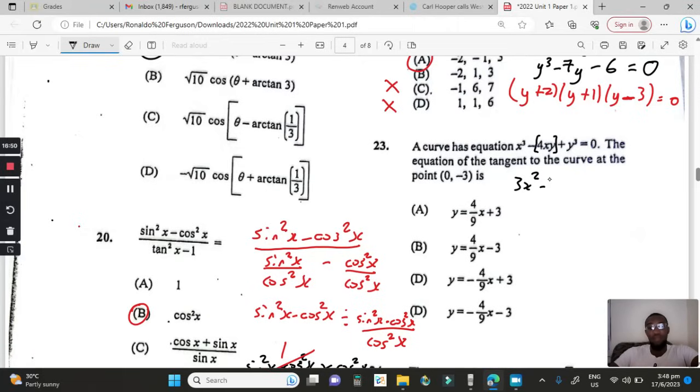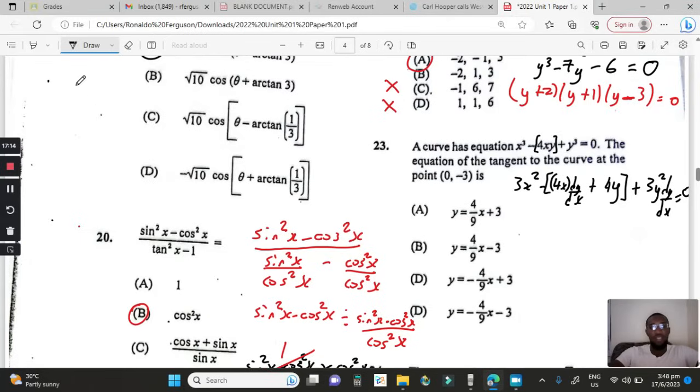You need to know implicit differentiation if you're doing pure math. It's just the truth. So this is now keep the first times the derivative of the second. When you differentiate y, you get dy/dx. Plus keep the second, y, times the derivative of the first, 4x, which is 4. Plus when you differentiate y cubed, you get 3y squared dy/dx. And that's equal to 0.